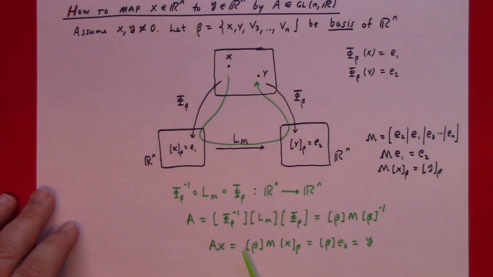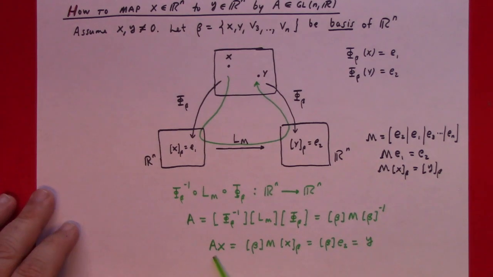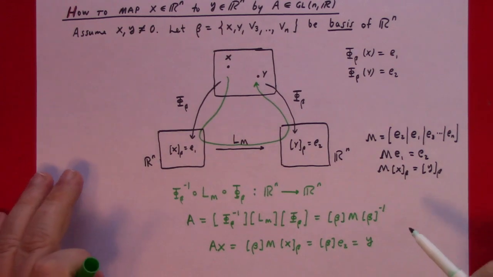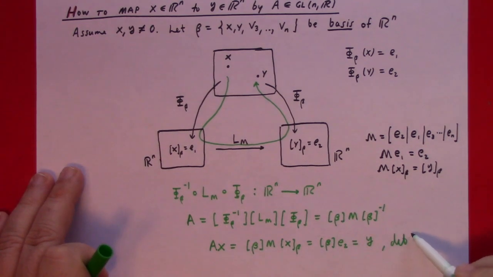And there it is. So A times x is this times that, but x beta is E1, times M is E2, and then you've got E2 times the basis matrix. Well, that's exactly the second thing in the basis, which is y. So there you have Ax equals y, and it should also be clear that since A is the product of the matrices of invertible maps, it follows that the determinant of A is not equal to 0, or if you like, A is an element of GLn.